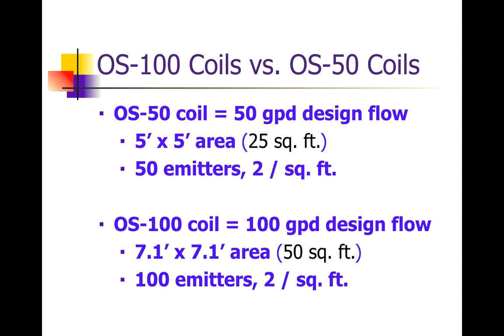Now the OS50 is rated at 50 gallons a day for the design flow, and it covers a 5-foot by 5-foot area with 50 emitters, and it works out to about 2 emitters per square foot. The OS100 is a 100 gallon per day design flow in a 50 square foot area, roughly 7 by 7, with 100 emitters, and again with the same emitter concentration of 2 emitters per square foot.